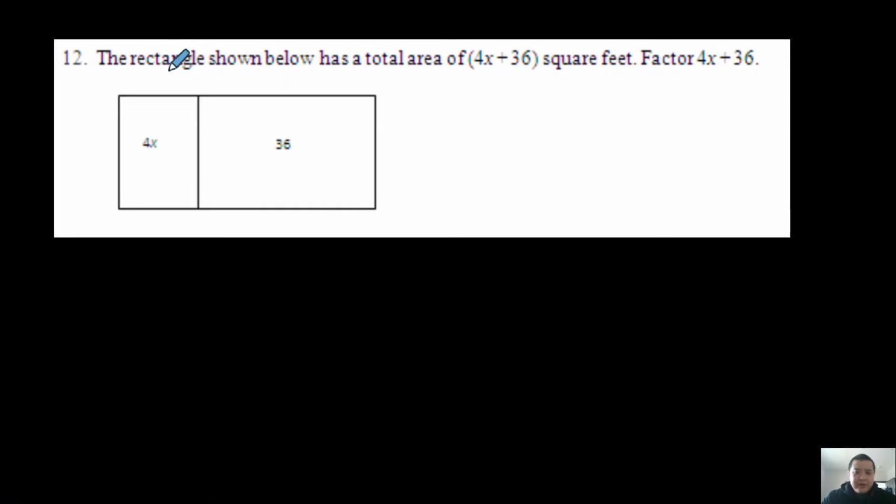Here we have a rectangle with a total area of 4x plus 36. Factor 4x plus 36. So again, we're going to find the greatest common factor and factor it out, make it this length, and then find out what we need over here as a result. Go ahead and try this one out on your own. The greatest common factor of 4x plus 36 is 4, because 4 goes into 4 and 36, which means that this length right here is x, and this length from here to here is 9. So we have a length of x plus 9 and a width of 4.